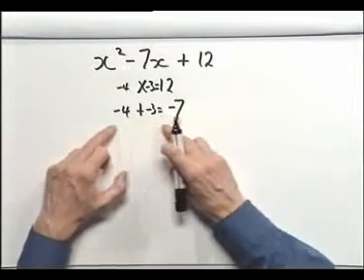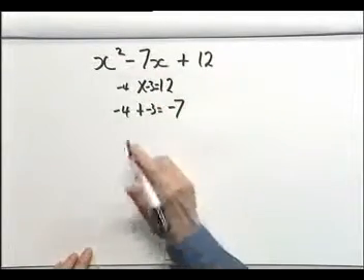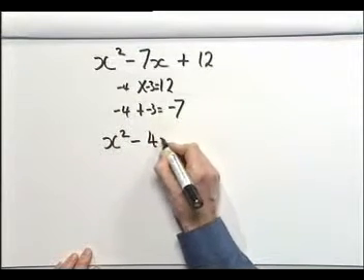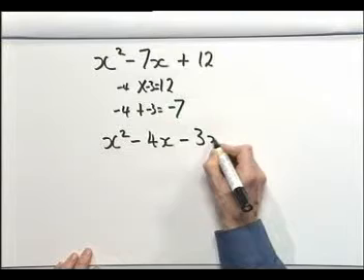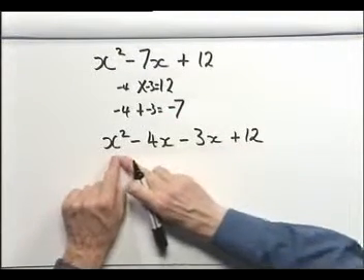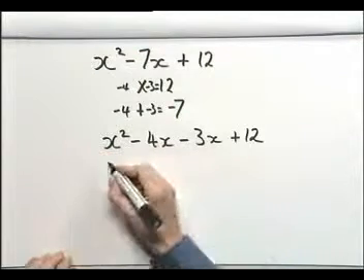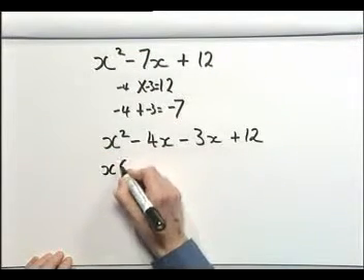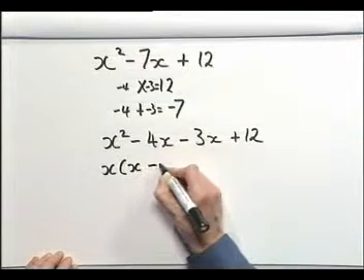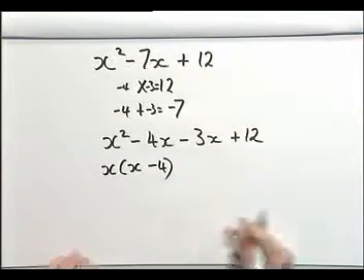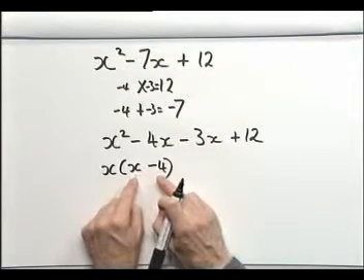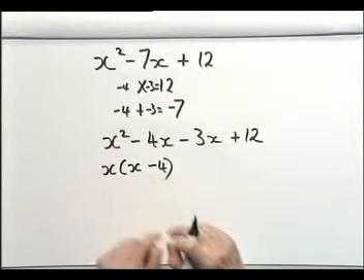So that's given us a way of breaking down this minus 7x. X squared minus 4x minus 3x plus 12. So now we look at these two at the front, take out x as a common factor. That gives us x minus 4. And now we look at these two. Well, I want to make sure I get the same factor, x minus 4.